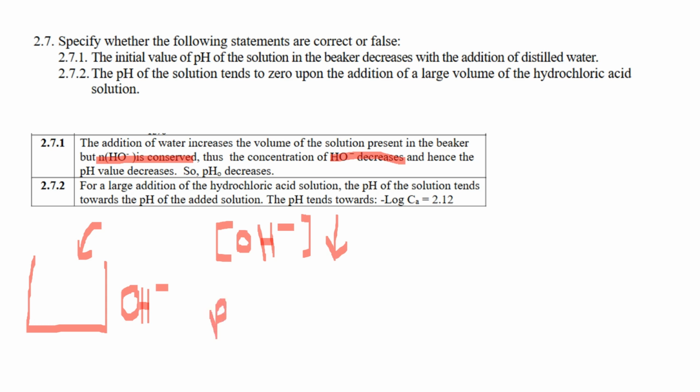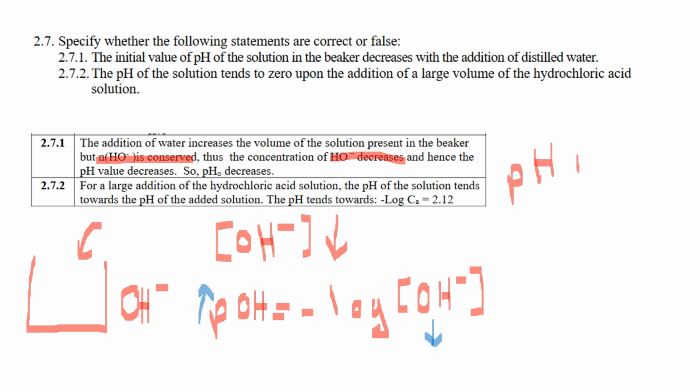We know that the pOH is equal to negative log of the concentration of OH negative. When the concentration of OH negative is decreasing, this will cause the pOH to increase. And we know that pH plus pOH should always be equal to 14. So in case of an increase in pOH, the pH should decrease. So this statement is correct, because they are telling us that the pH of the solution in the beaker will decrease, which is correct.